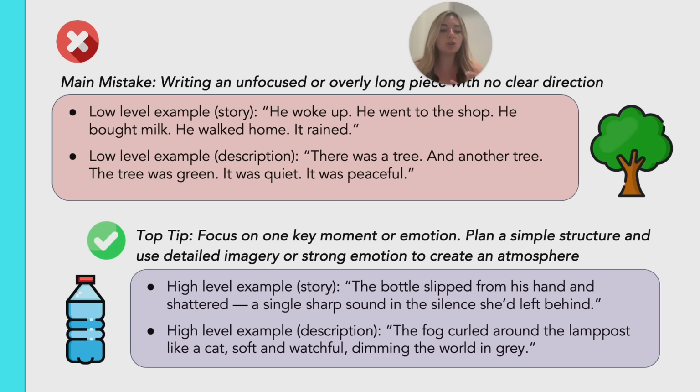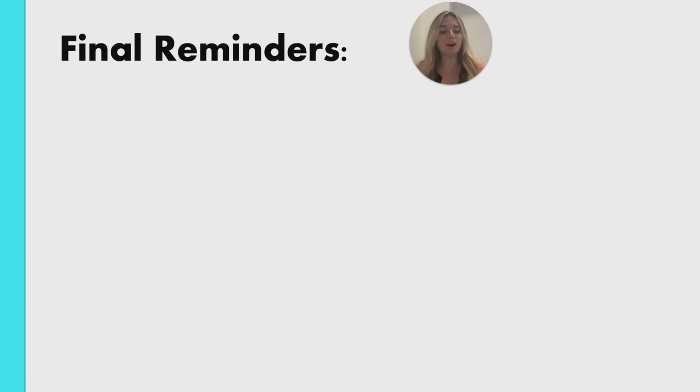And then you can see it's soft and watchful. So I'm not just describing the fog, I'm saying it's soft and watchful to create a really vivid image, a really clear picture in my mind, dimming the world into grey. I'm talking about colours as well. So you can see that what I'm doing is really detailed imagery. I could have said the fog was around the lamppost, but I've given a simile. I've described what the fog is, I've described the colour of the fog, and I've given a really good insight into what I'm describing.